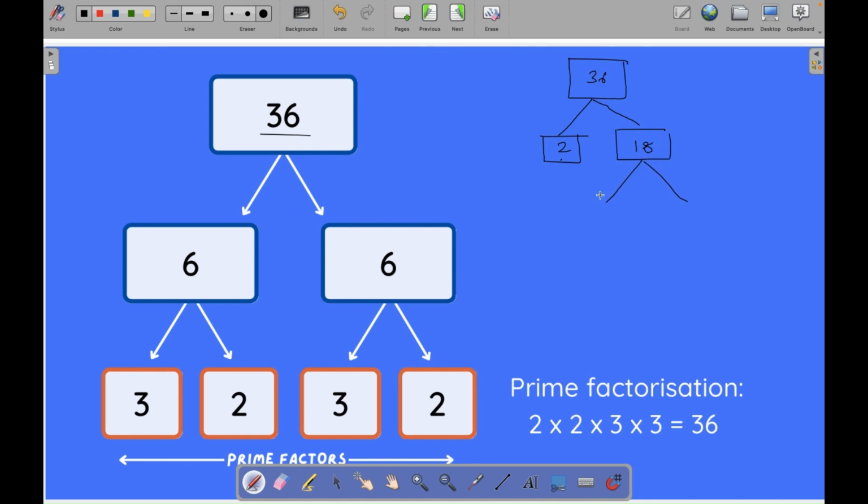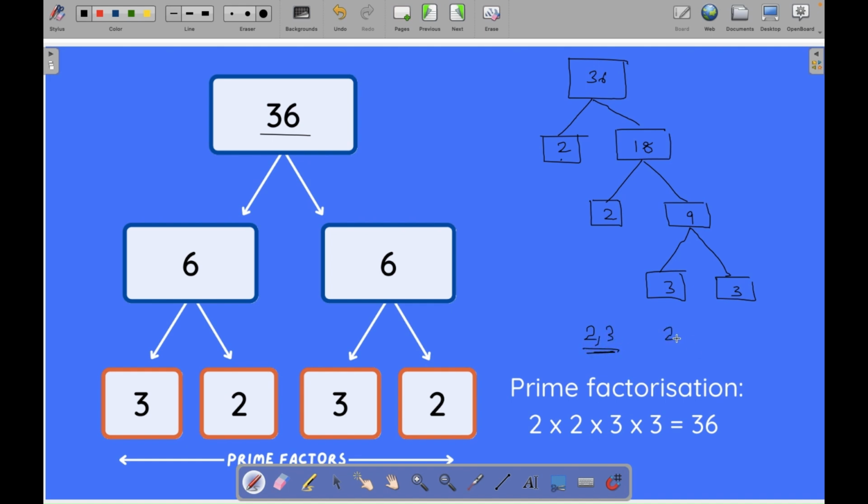Again, this is also divisible by 2, so we'll do 2 nines are 18, right? Again, this is a prime number, but this is not a prime number. And we know 3 threes are 9, right? So if I have to write 36, I can write 2 times 2 times 3 times 3 as the product of prime factors, right? And the prime factors of 36 are only 2 and 3.